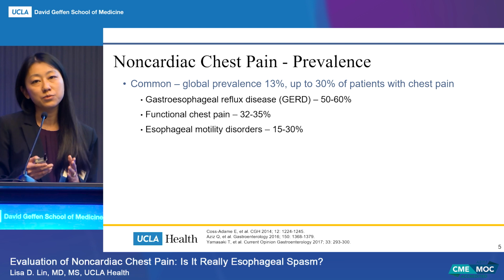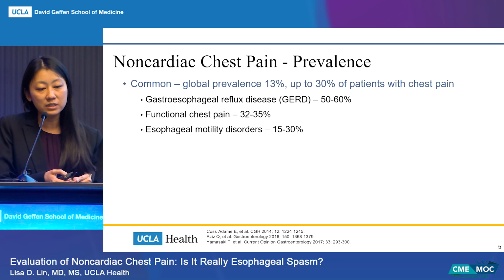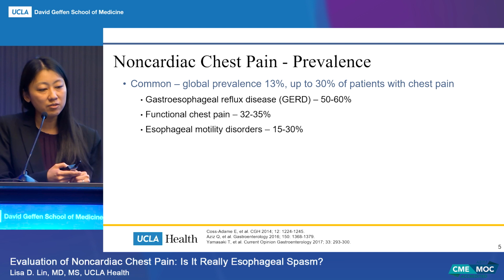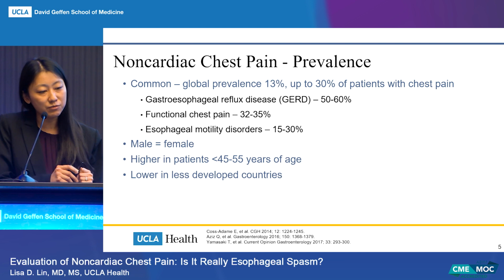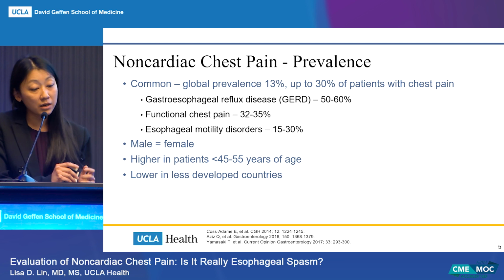For esophageal-related causes of non-cardiac chest pain, there are really three major causes. Gastroesophageal reflux disease, or GERD, which exists in about 50 to 60% of patients, functional chest pain, which exists in about 30 to 35% of patients, and esophageal motility disorders, which exist in about 15 to 30% in the literature. I think even this number is an overestimation, but we'll talk about that in the future slides. Prevalence in men and women is about the same. There's higher prevalence in younger patients and lower prevalence in less developed countries.